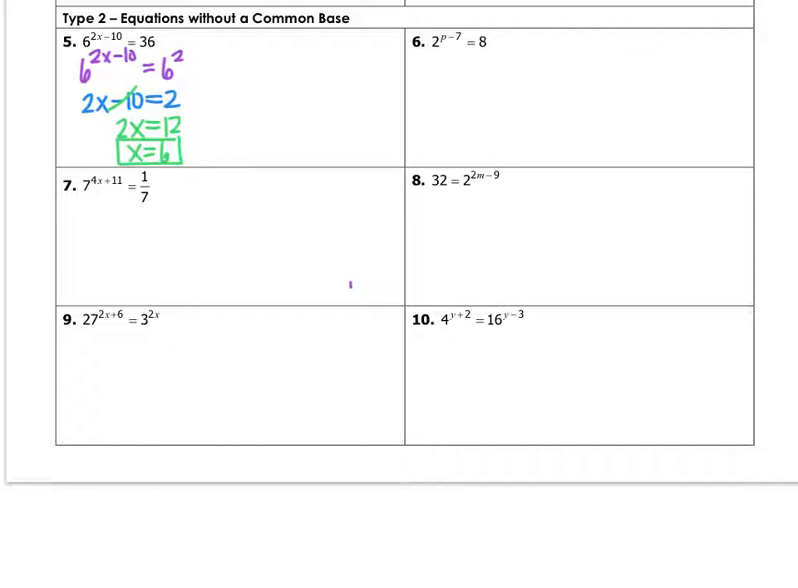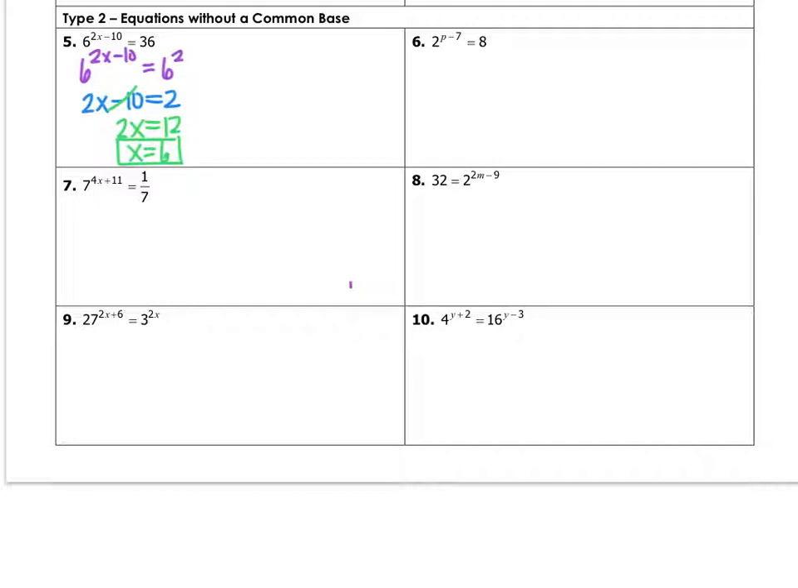So I see 2 to the p minus 7 equals 8. All right, well, I don't have the same base, so how can I rewrite the equation so that it does have the same base? So when I look at this, I see that the base is 2 here. So chances are I'm trying to make 8 have a base of 2. And remember, we're dealing with powers. So we're not talking about like 2 times 4, but we're looking at what base can be raised to a certain power that will give me 8.